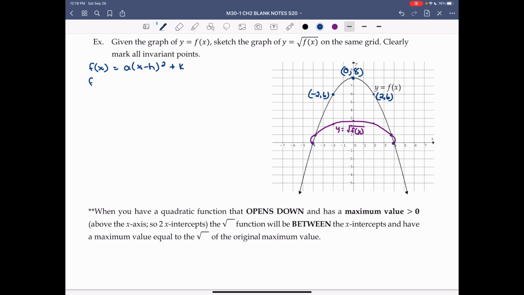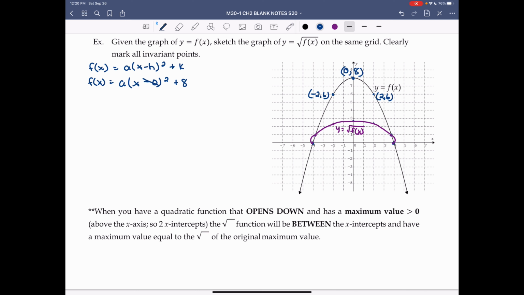F of x equals a, we don't know the a value, times x minus 0 squared, since we know the vertex is 0, plus 8. I don't actually need to write this minus 0, so that's just going to be a x squared plus 8.